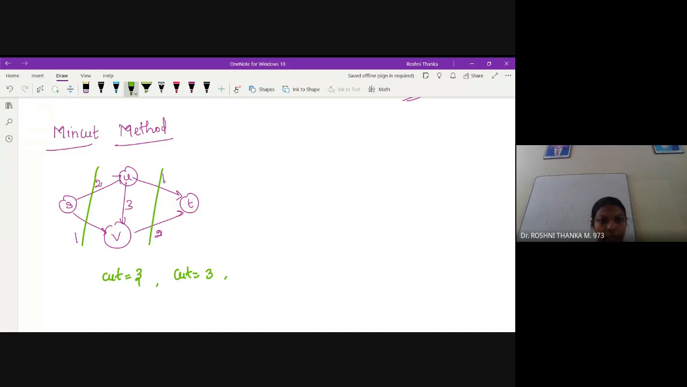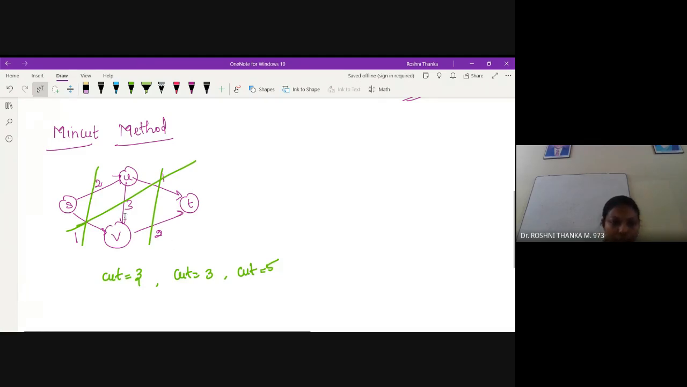I can even divide this graph in this way also, right? You can also divide it like this. If I divide the graph in this way, what is the cut value? 1 plus 3 plus 1, so the cut value will be 5. Is there any other way we can cut or divide this graph?